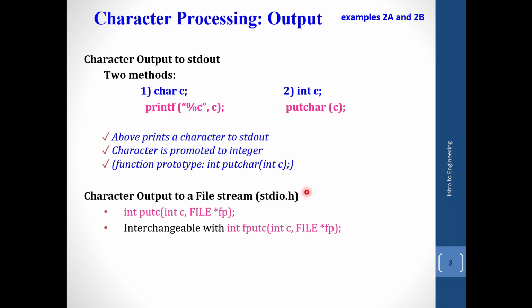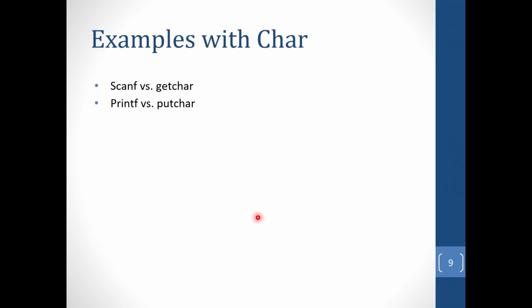Similarly, just like with fgetC, we also have fputC, which takes one single character and puts it into whatever file we've specified with our file pointer. So again, three main ways, two ways to do it with the standard output, so printf and putchar, and one way to do it with a file, and that's fputC.